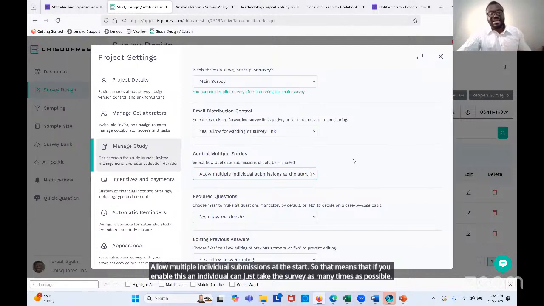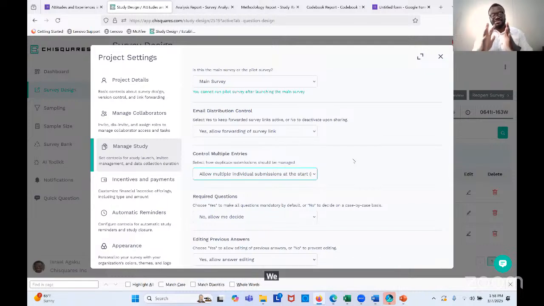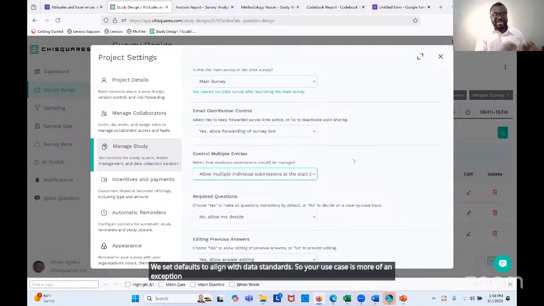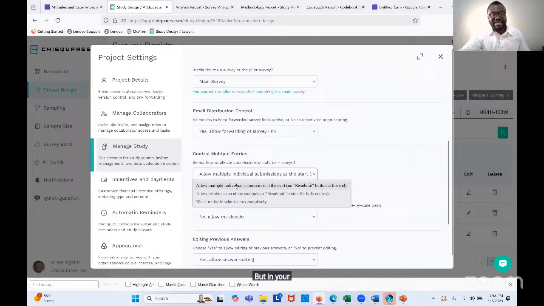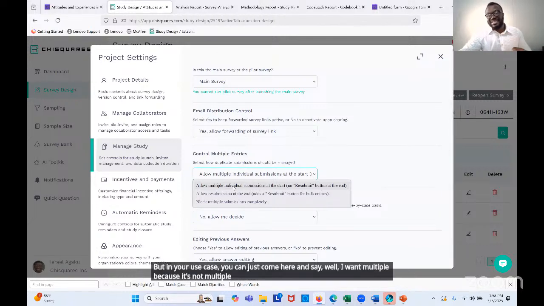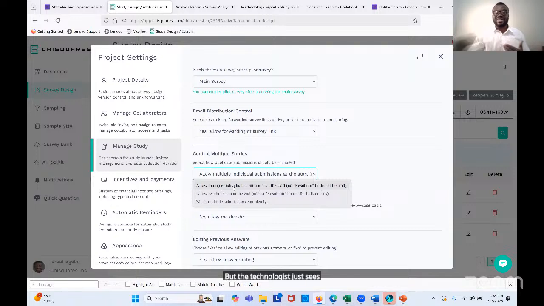We set defaults to align with data standards. So your use case is more of the exception than the norm. The norm is that I would not want individuals to take the survey multiple times. So that's why it's the default. But in your use case, you can just come here and say, I want multiple, because it's not multiple individuals per se. You're just using your device to collect data multiple times. But the technology just sees it as the same individual, right? That's why it's blocking you.